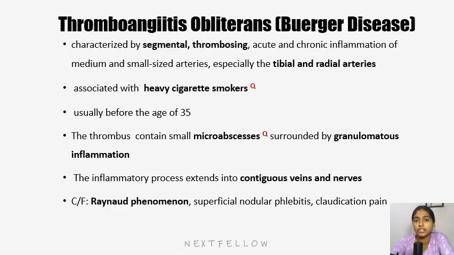Next, coming to thromboangiitis obliterans, which is also called Buerger's disease. It is characterized by segmental thrombosing acute and chronic inflammation of the medium as well as small-sized arteries, usually tibial as well as radial arteries. This disease is most commonly found in heavy cigarette smokers, and the age group affected is below 35 years of age. Here the thrombus may contain small microabscesses which are surrounded by granulomatous inflammation. Here the inflammatory infiltrate may extend into the nearby veins and nerves. Okay, that is an important MCQ. And here the patient will present with Raynaud's phenomenon, superficial nodular phlebitis as well as claudication pain.